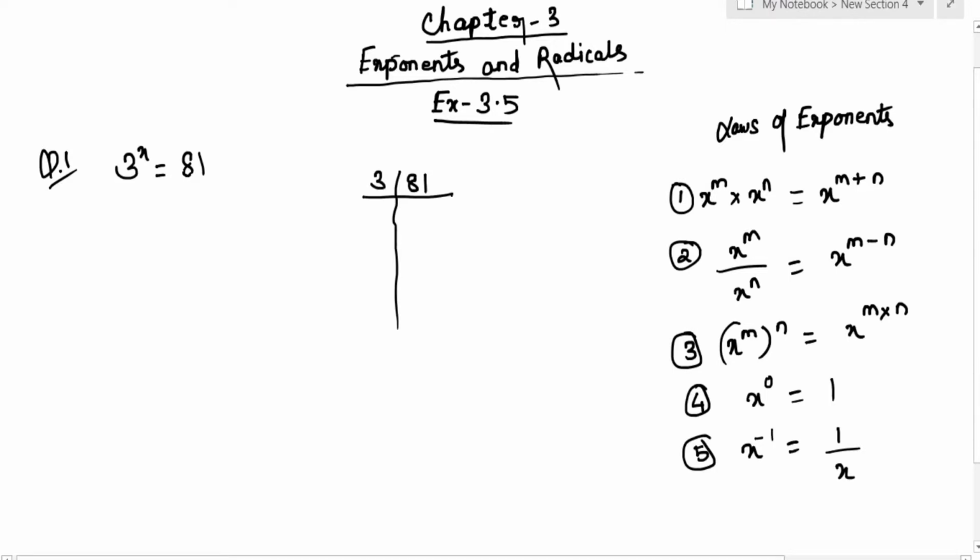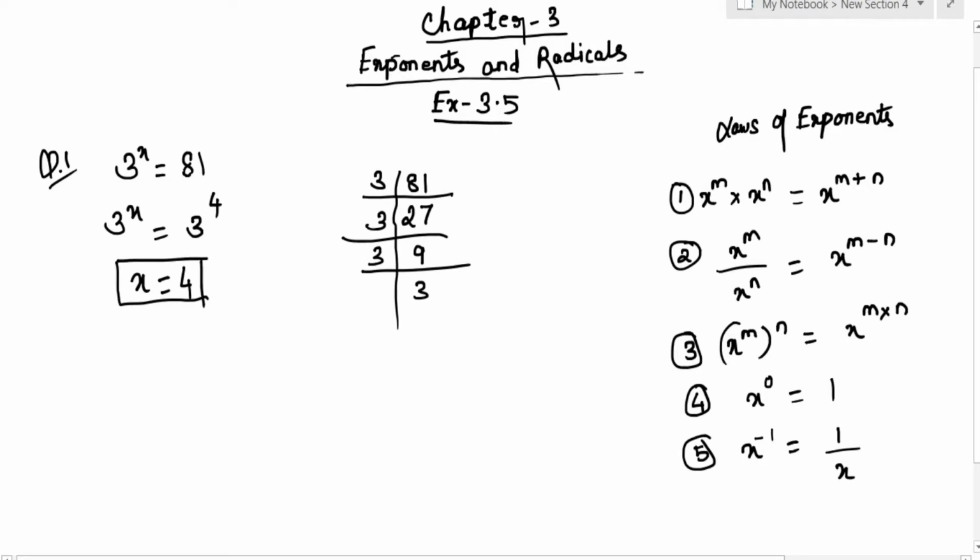You know that 3 2s are 6, 3 7s are 21, 3 9s are 27 and then 3 3s are 9. So how many 3 we are getting? 1, 2, 3, 4. So we will write down 3 to the power x can be written as 81. When we are doing the prime factor, we are getting it 3 to the power 4. Now when you are having the equality sign and base is same, the power will also be equal, and in this way we are getting that the value of x is 4.